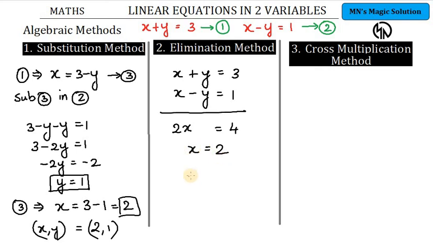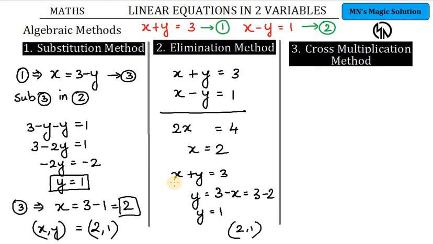So we got x as 2. Again, how can we get y? From one of these two equations. So how can we substitute here? x plus y is equal to 3, but x is 2. So y is equal to 3 minus x, which is equal to 3 minus 2. So y is equal to 1. So the solution is 2 comma 1. And the method we have used is elimination method.